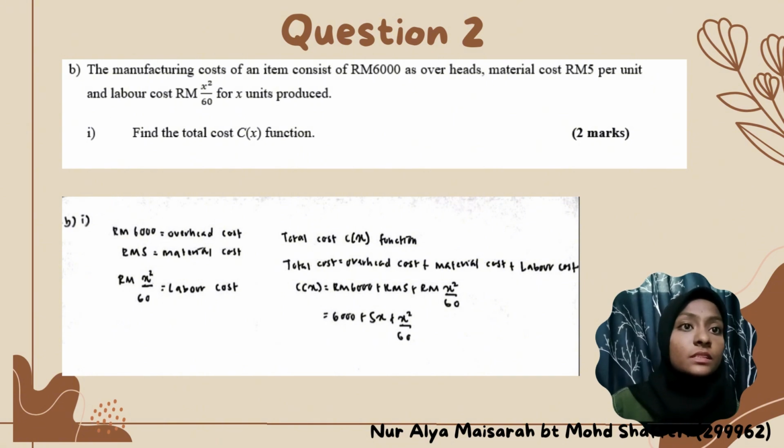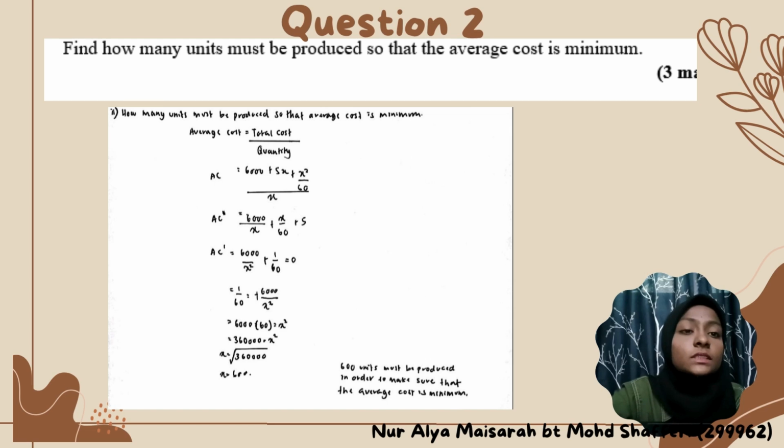So for the total cost function, I get 6,000 plus 5 ringgit and x squared per 60. So for the total cost function, I get 6,000 plus 5x plus x squared over 60. So next question is question B2. They ask us to find how many units must be produced so that the average cost is minimum.